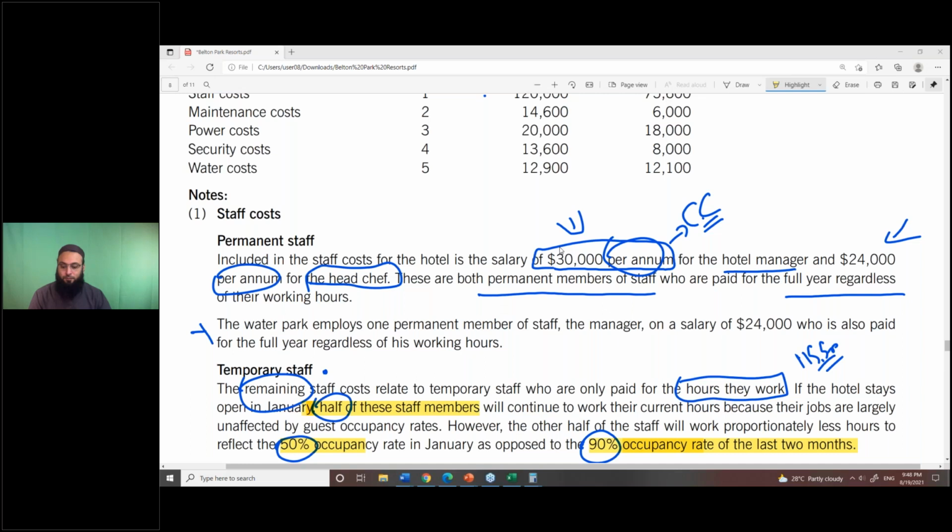In fact, both are variable cost. Azan, both are variable cost. Both are dependent on the hours they work. But the first 50% is for those people who will continue to work their current hours. And the other 50% is based on those who will not work their current hours because they need to reduce their capacity from 90 to 50. Okay?